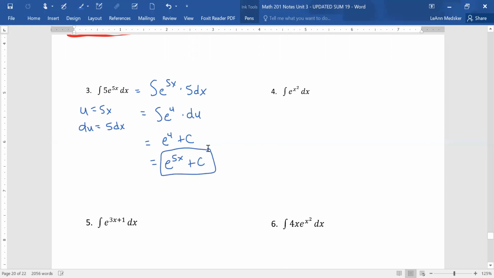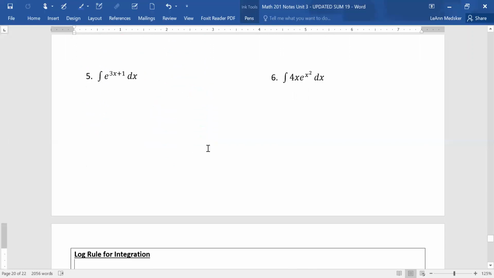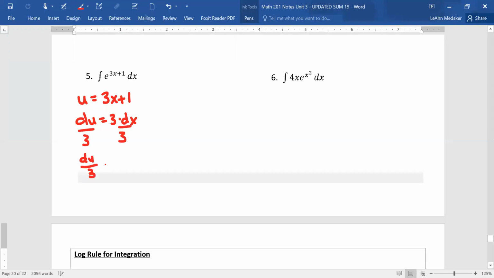All right, for number 5, we have another one where we have something in our exponent, so we're going to use u substitution again if we can. So this would be u equals 3x plus 1, because that's my exponent. du would be 3 dx. So notice this has no 3 out here, we have just dx, so we're going to have to divide both sides by 3 to get that 3 to go to the other side. So du over 3 is just dx.